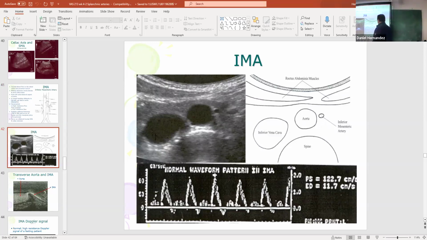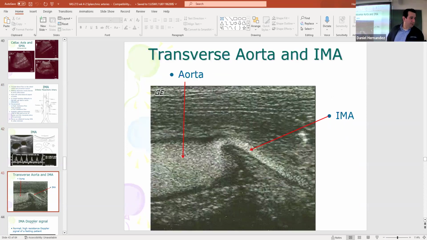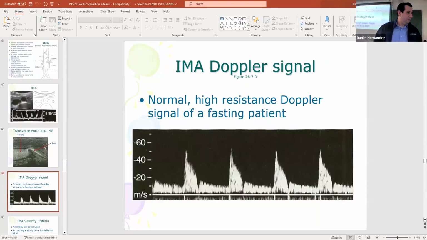So this is showing a waveform fasting, because it's high resistant. We can see it's triphasic, high resistant waveform, so a normal flow pattern in someone fasting. So here they utilize some contrast to actually be able to visualize the IMA. So again, you can see it coming off that anterior left aortic wall. Normal, high resistant Doppler waveform, fasting patient.